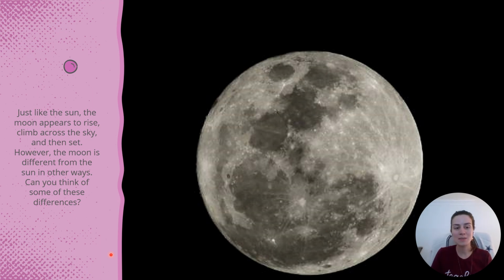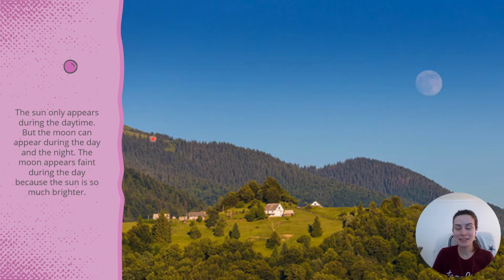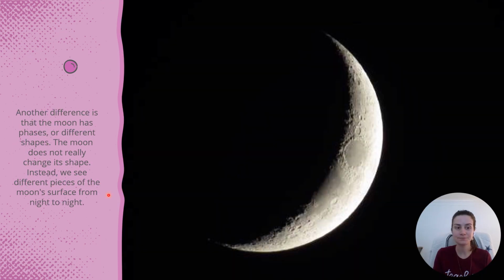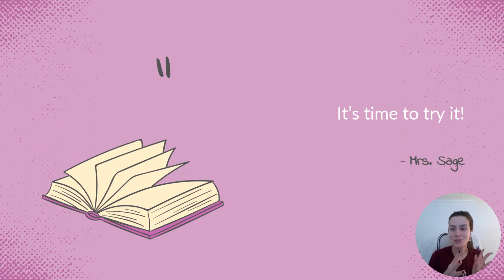However, the moon is different from the sun in other ways. Can you think of some of the differences? The sun only appears during the daytime, but the moon can appear during the day and the night. The moon appears faint during the day because the sun is so much brighter. Another difference is that the moon has phases, or different shapes. The moon doesn't really change its shape. Instead, we see different pieces of the moon's surface from night to night because of how the sun is hitting the moon.